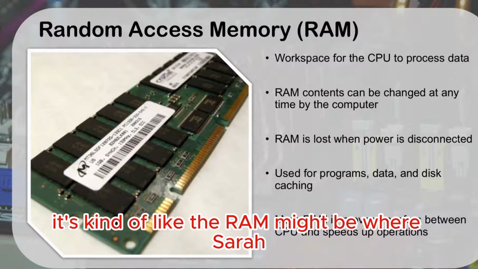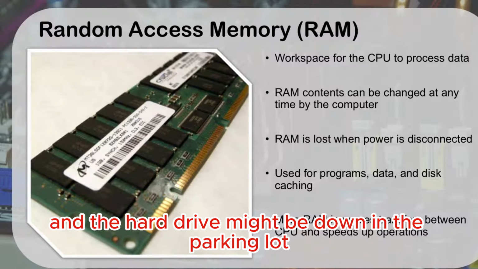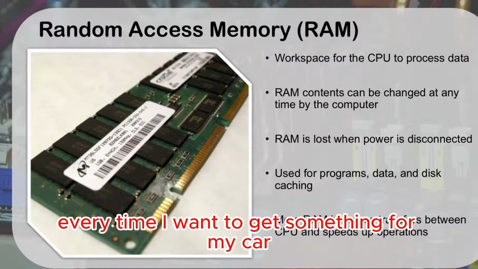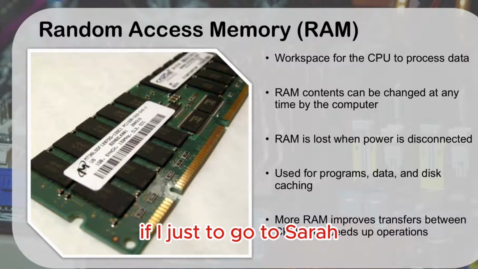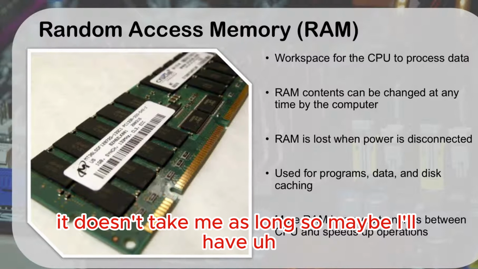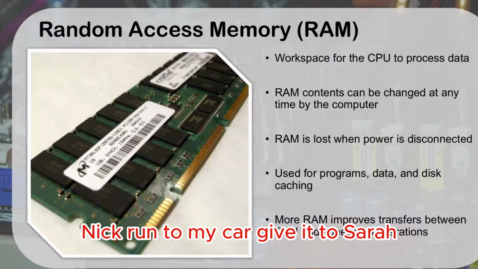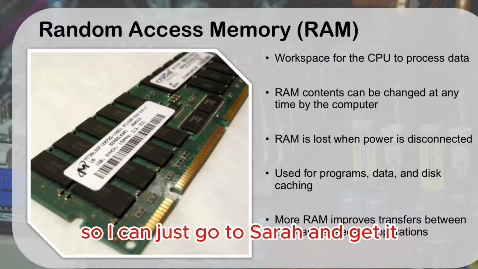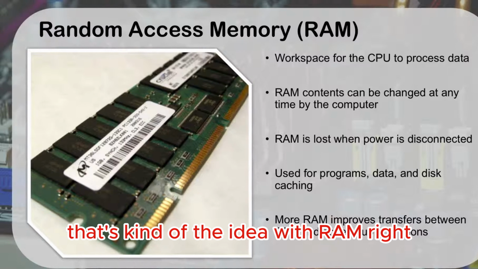Again, it's kind of like the RAM might be where Sarah's sitting in the back, and the hard drive might be down in the parking lot, right? And so if I need to go to the hard drive every time I want to get something from my car, I'll be waiting a while. If I just have to go to Sarah, it doesn't take me as long. So maybe I'll have Nick run to my car, get it to Sarah, and keep running back and forth and bring things up. So I can just go to Sarah and get it. That's kind of the idea with RAM, right?